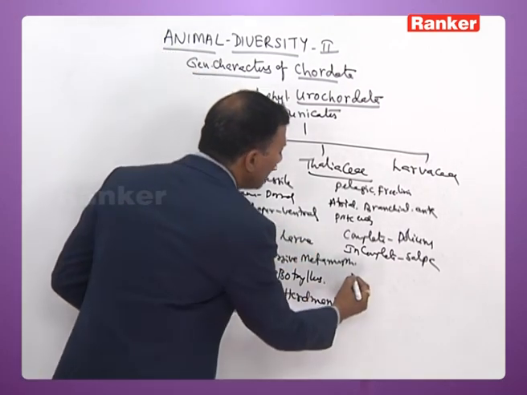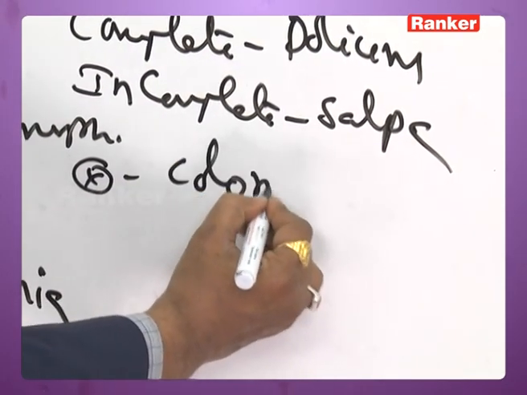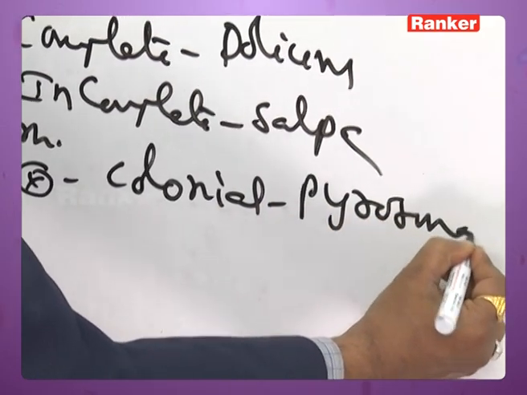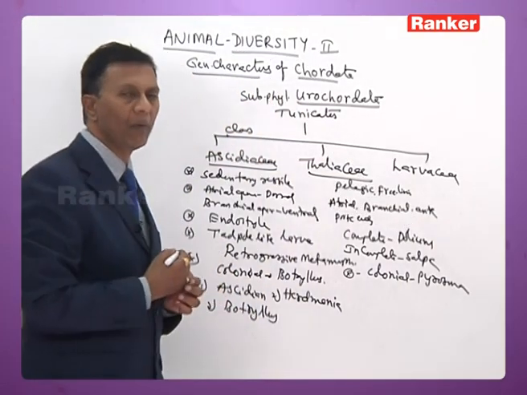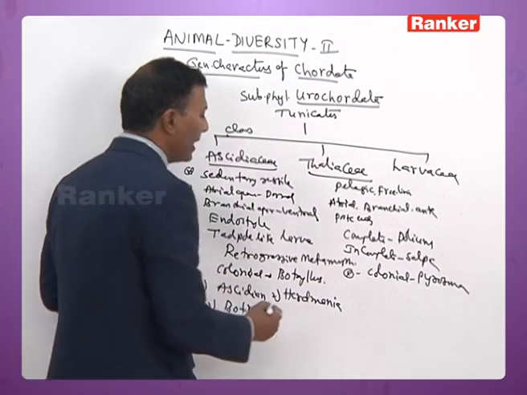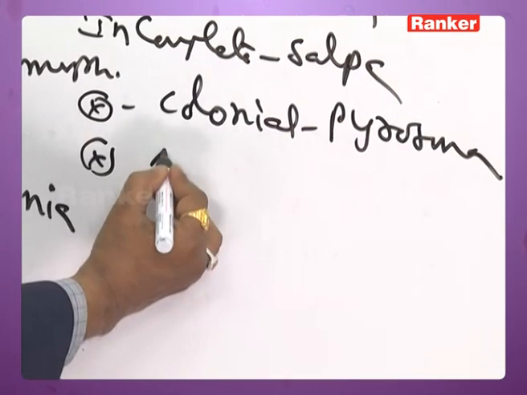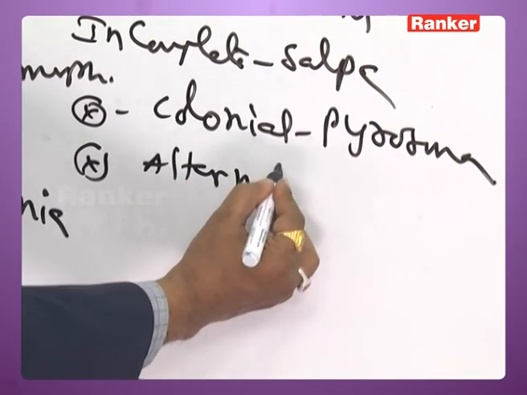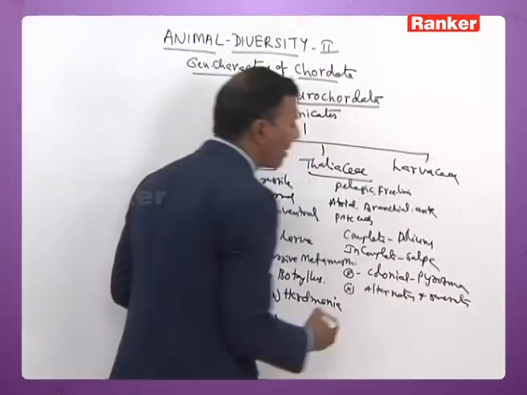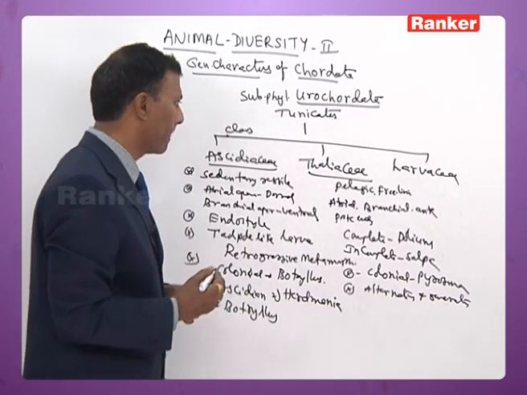Then Thaliaceae members, they may be solitary or colonial. The colonial Thaliaceae member is Pyrosoma. Pyrosoma is an example for colonial Thaliaceae member. Then in Thaliaceae now, alternation of generation is noticed. Some of them exhibit alternation of generation.